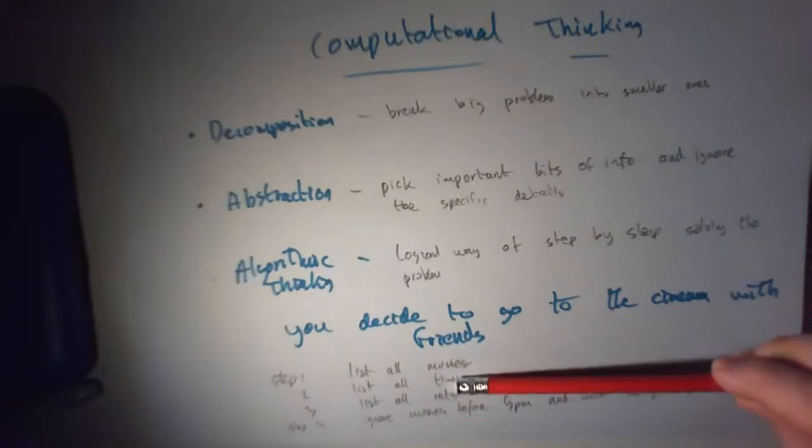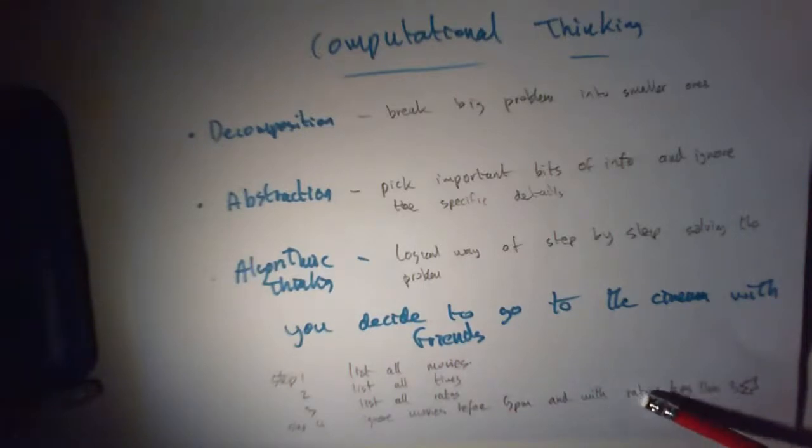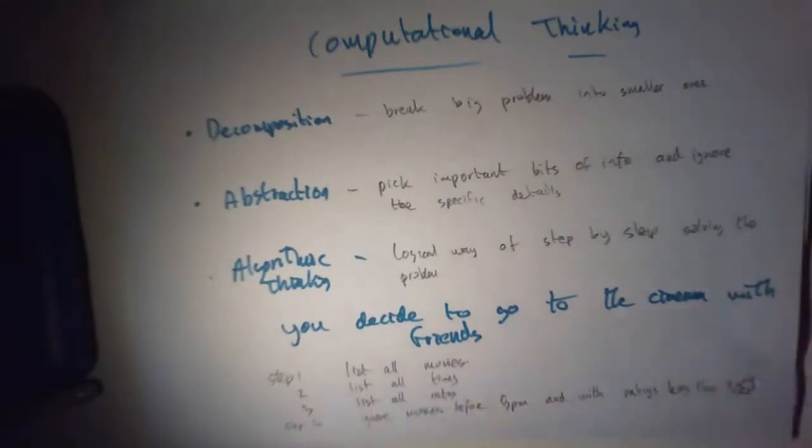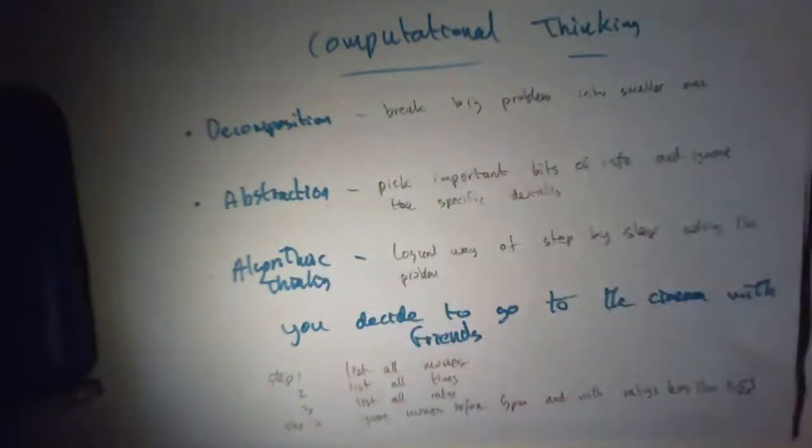They'll list all movies, list all times, list all ratings, ignore movies before 5 p.m. and with ratings of less than 3, and then any other criteria that they want to add in. So that's the idea behind computational thinking in terms of decomposition, abstraction, algorithmic thinking. There are other things we could add in, for example, pattern recognition. If you know everyone in the family absolutely hates romantic comedies, you could add that into your algorithmic thinking, so that would eliminate stuff at the very start.